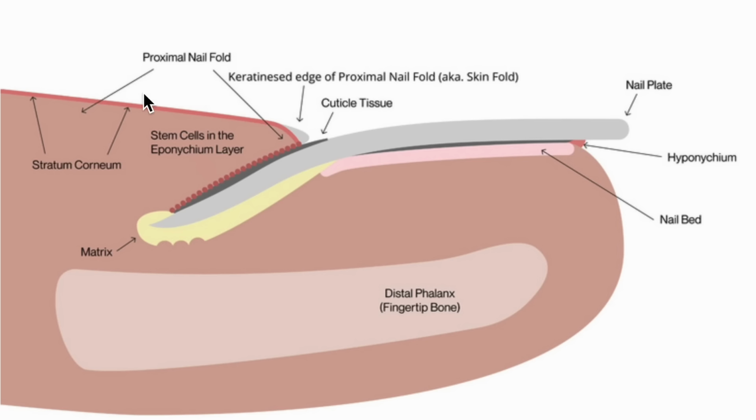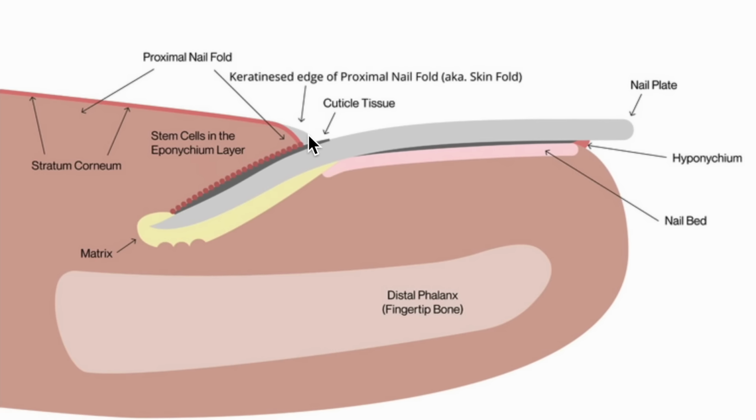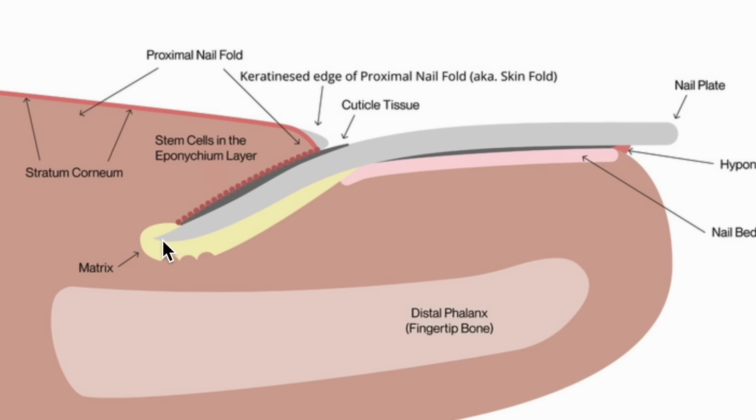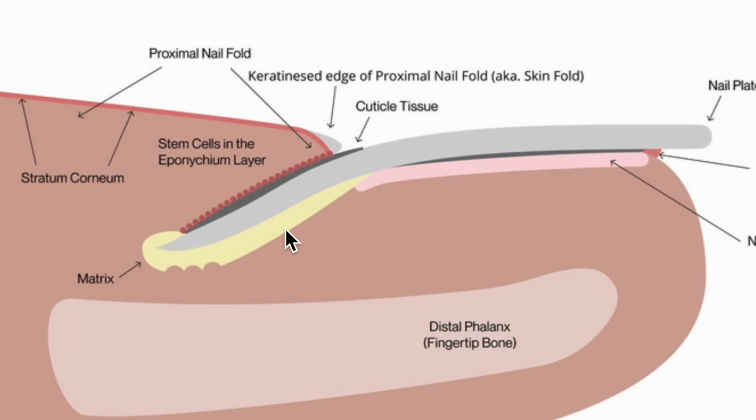And then we have the skin fold, this whole area basically that goes from the knuckle really to the nail. And this is a fold. So that is called technically proximal nail fold. And the edge of that fold is a little bit harder, it's a little bit more keratinized, because this forms a protection for the very important part of the nail, which is the matrix area underneath.